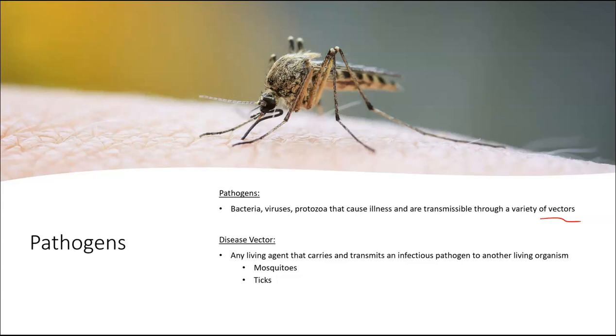So two of the most common ways, although there are lots more, are through mosquitoes and tick bites. So we can transmit a pathogen from one organism to another. Mosquitoes and ticks, which are involved with sucking blood or biting one organism, can then carry a pathogen from that organism to another one. So things like malaria, Lyme disease, etc.